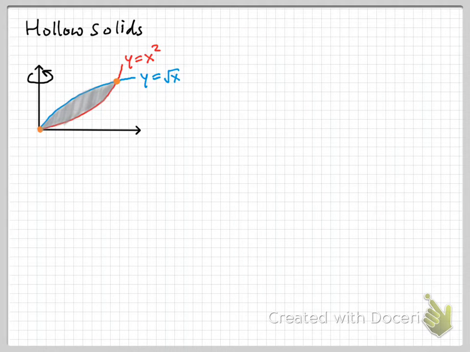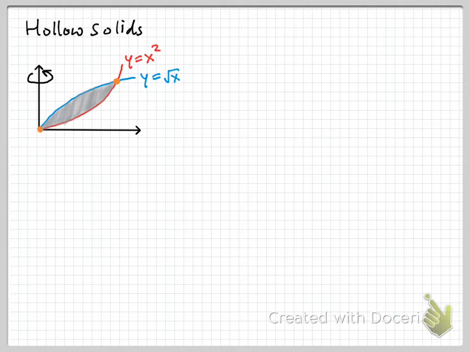In this part, we want to discuss the volume of a hollow solid. Now look at the diagram here. We have the red curve, y is x squared. We have the blue curve, y is square root x. Between the red and the blue, we have this region. If we revolve this region about the y-axis, what will we get?